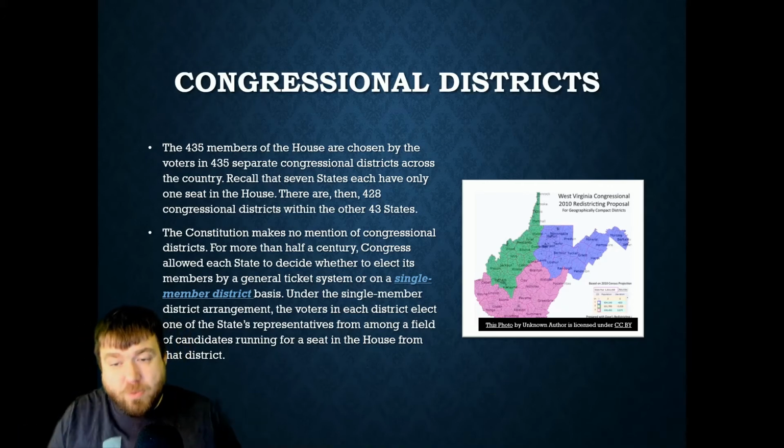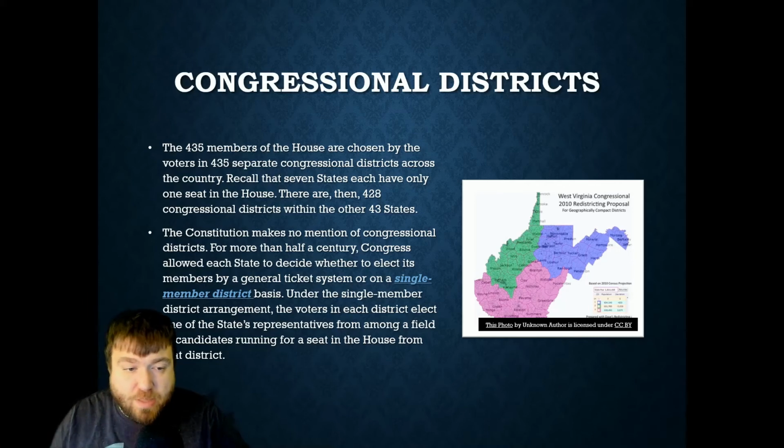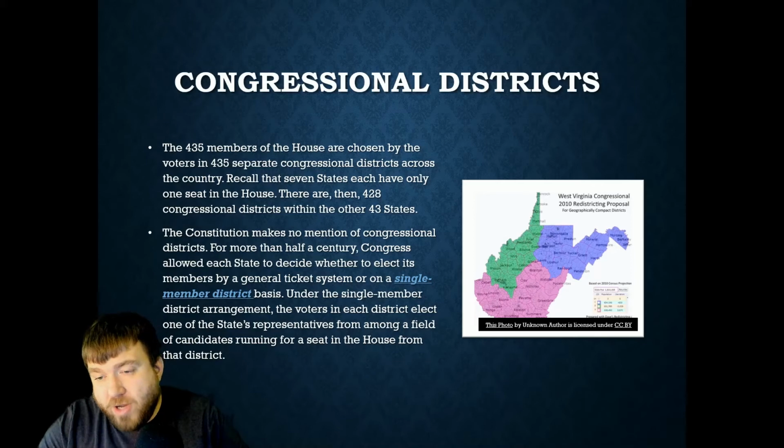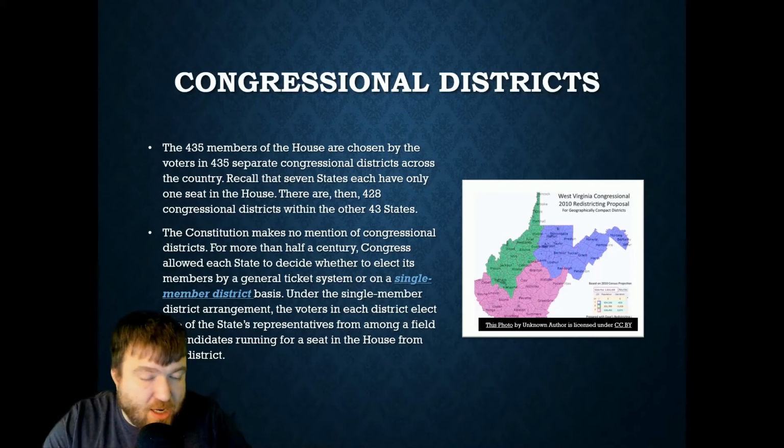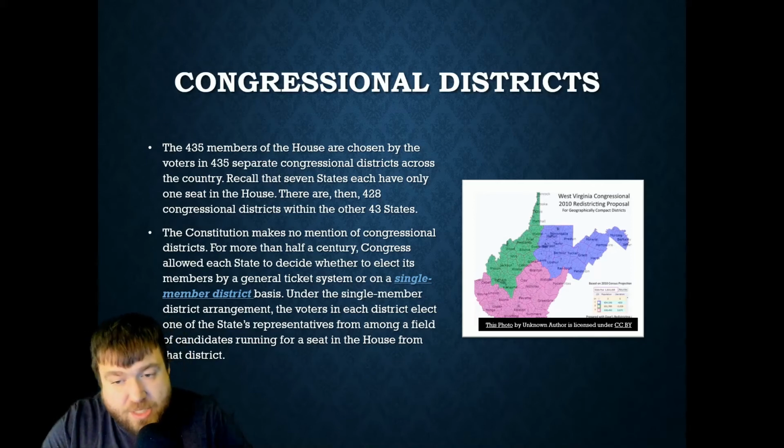There are people who run to be the representative of their district. So whenever you go and vote and it is time to vote for a representative, you will vote for a representative for your district. That's how it's done in West Virginia.